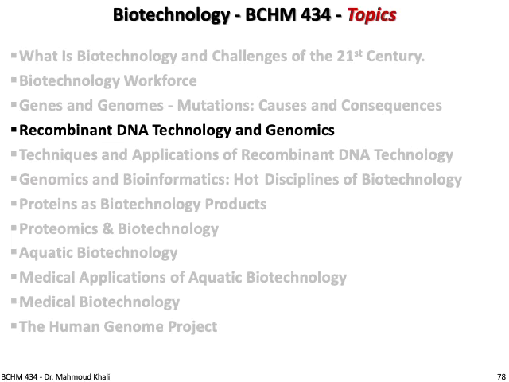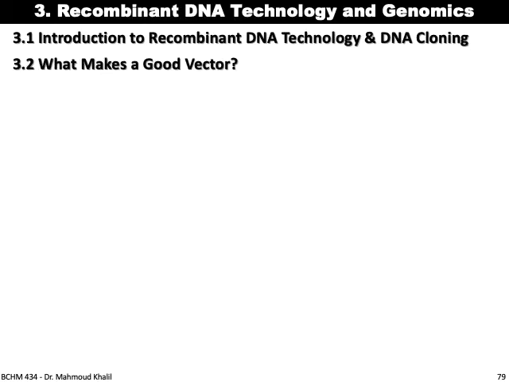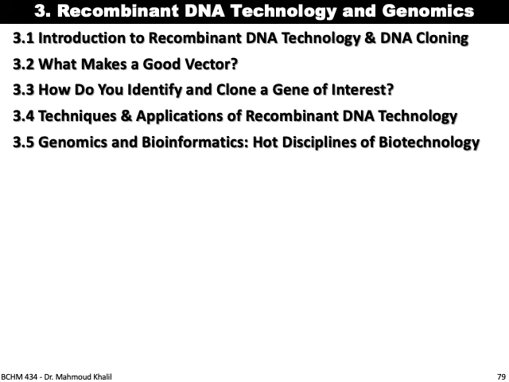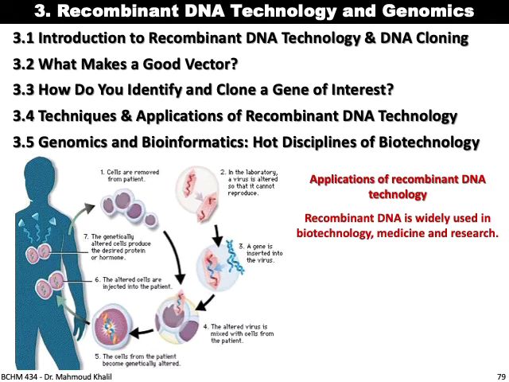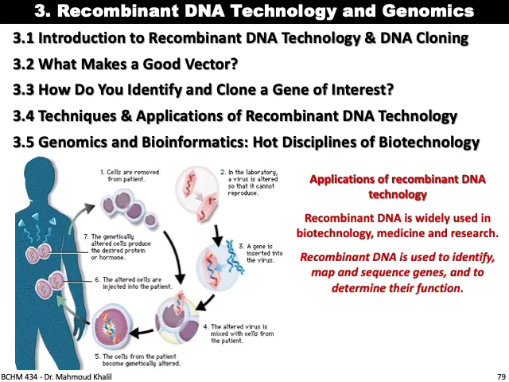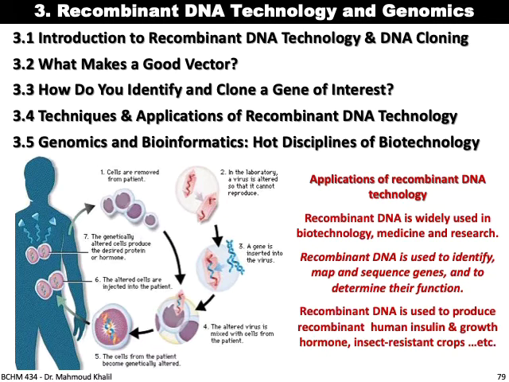Hello, we'll continue our lecture about biotechnology with the fourth topic, recombinant DNA technology and genomics. We'll deal with 5 topics. Generally, the applications of recombinant technology are widely used in biotechnology, medicine, and research. It's used to identify, map, and sequence genes and to determine their function. Recombinant DNA is used to produce recombinant human insulin, for example, growth hormone, for example, and insect-resistant crops.